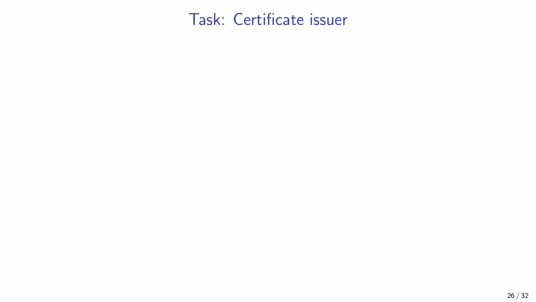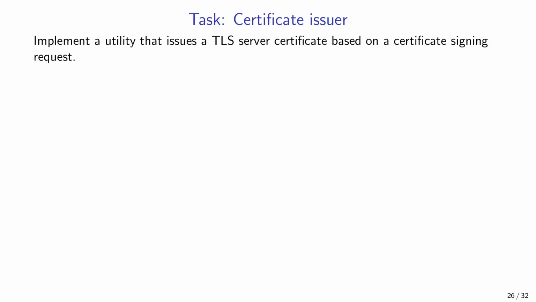All right, the homework task here is to implement a utility that issues a TLS server certificate based on a certificate signing request. So here we will play a CA. We have received a certificate signing request from a subject. We extract from the CSR the domain name and public key and issue a certificate that can be used for the TLS server.